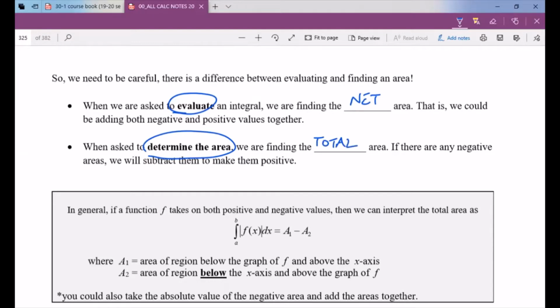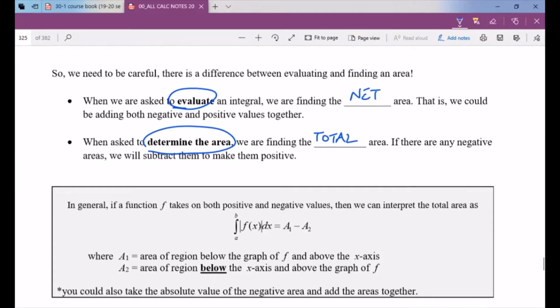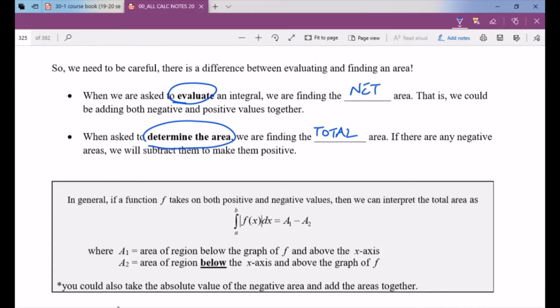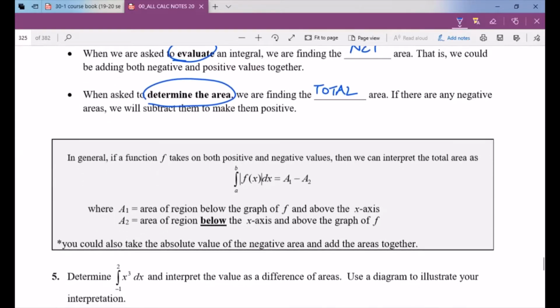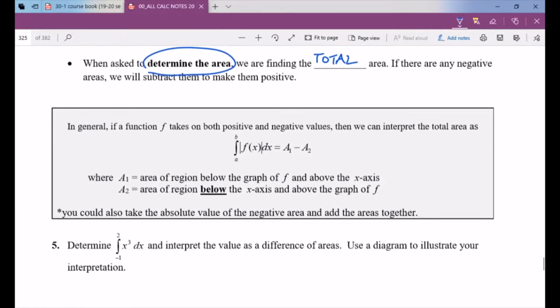If there's any negative areas, we're going to have to subtract them, and we'll have to break our integration up into sub-intervals, is what it comes down to. In general, if a function takes on both positive and negative values, then we can interpret the whole area as the absolute value of f of x integrating from a to b.